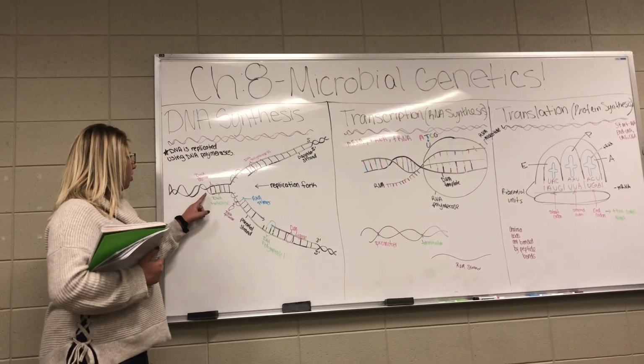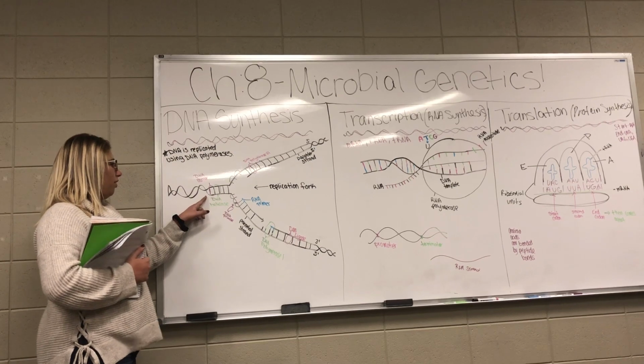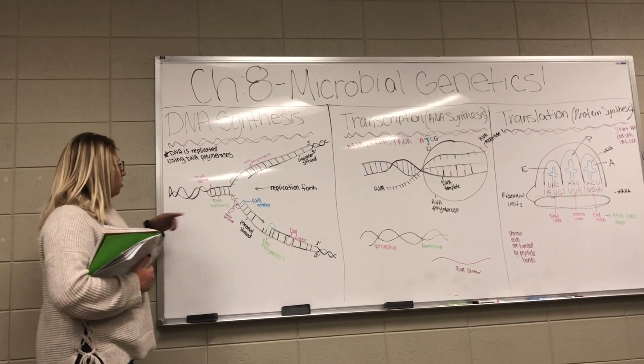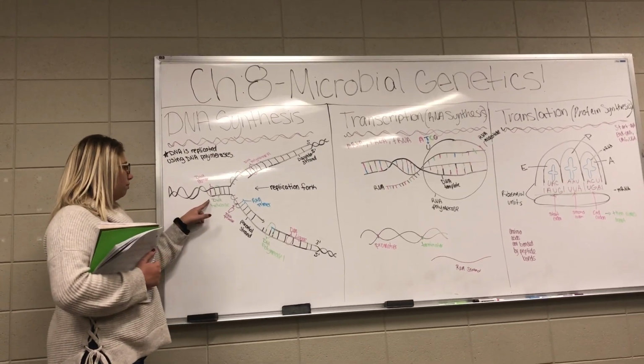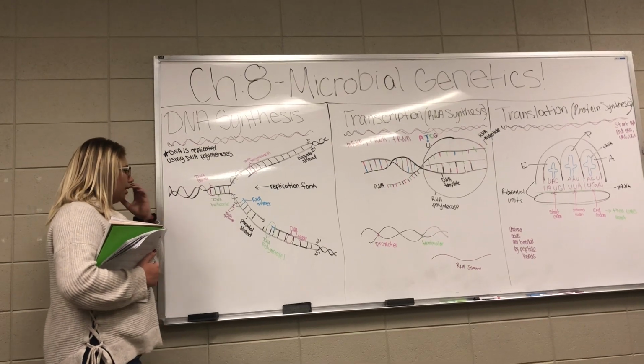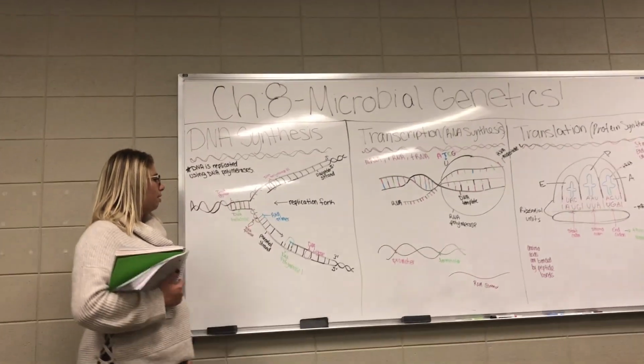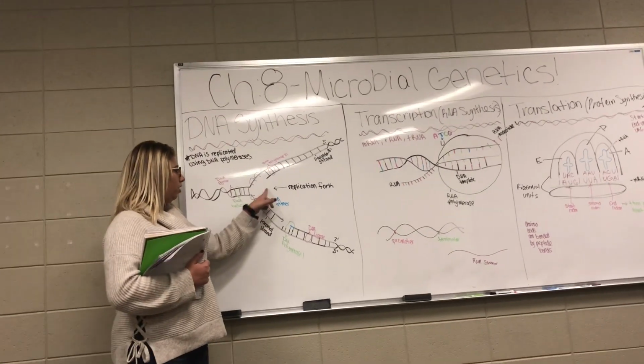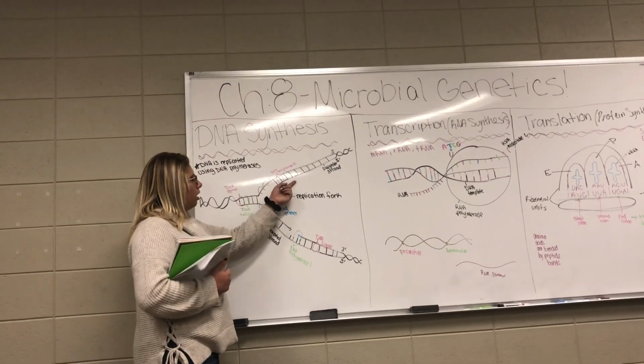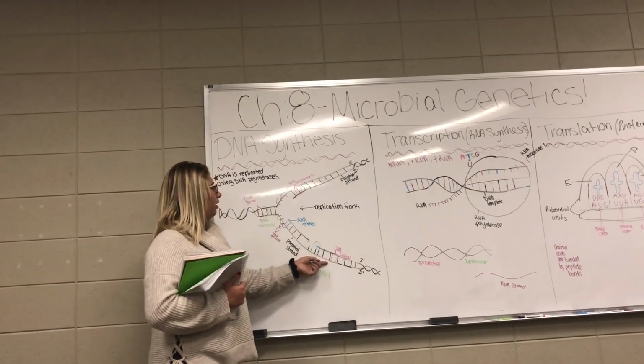DNA. So starting is DNA gyrase, and DNA gyrase's job is to uncoil the DNA. So after the DNA is uncoiled comes DNA helicase, and DNA helicase's job is to unzip the DNA, and that's why it's going into separate directions right here, and this right here is called the replication fork. So up here is the leading strand, and down here is the lagging strand.